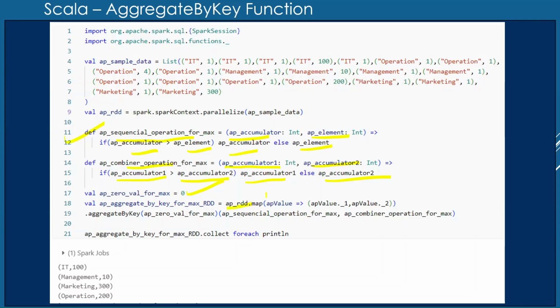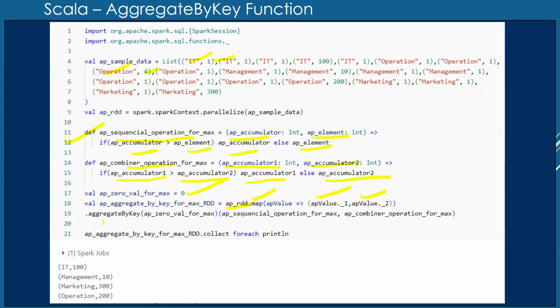On top of this RDD, with the help of a map function, we are fetching the key and value, because the data is stored in key and value pairs. Once the key value is fetched, it creates a new RDD.